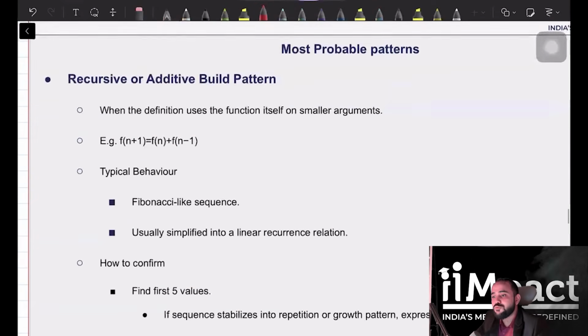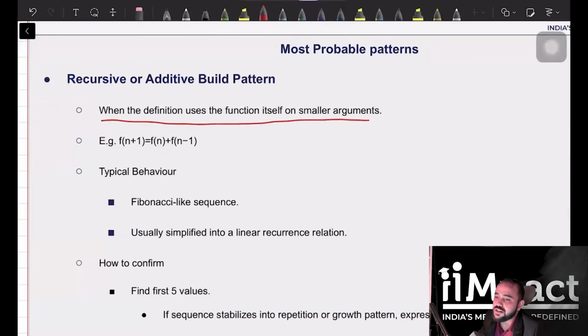Now, recursive or additive build patterns. And this is what I think you guys come across the most. When the function uses the function itself to build itself. F of n plus 1 is equal to f of n plus f of n minus 1. In a verbose way, in a written way, how will I say this? That the value at this input is the sum of the previous two inputs. Next term is addition of the last two. The typical behavior is a Fibonacci like sequence.